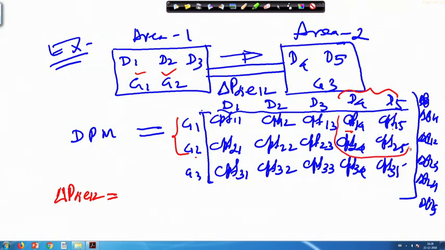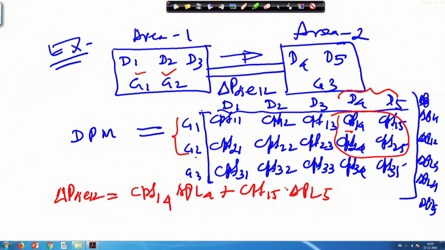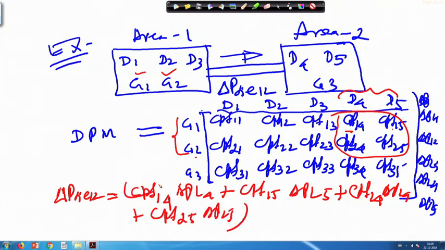That means this block we first consider in the direction of 1 to 2. So, delta P tie 1-2 will be CPF 14 delta PL4 plus CPF 15 delta PL5, right, plus CPF 24 delta PL4 plus CPF 25 delta PL5. This is the power where D4 and D5 have contract with G1 and G2. So, it is moving this way, right.